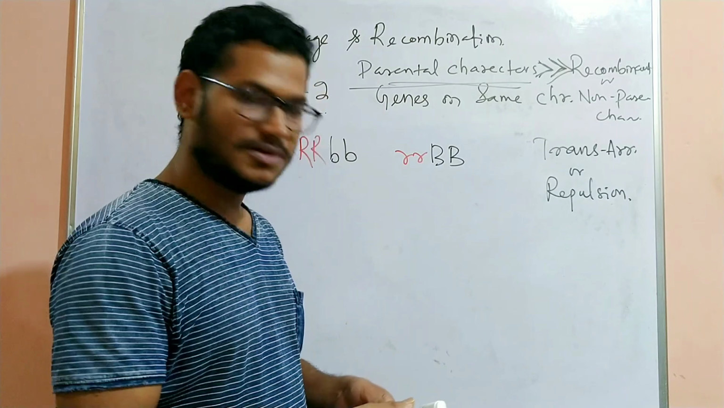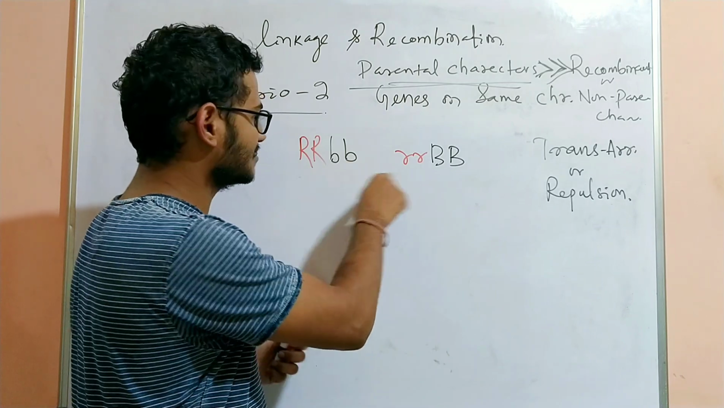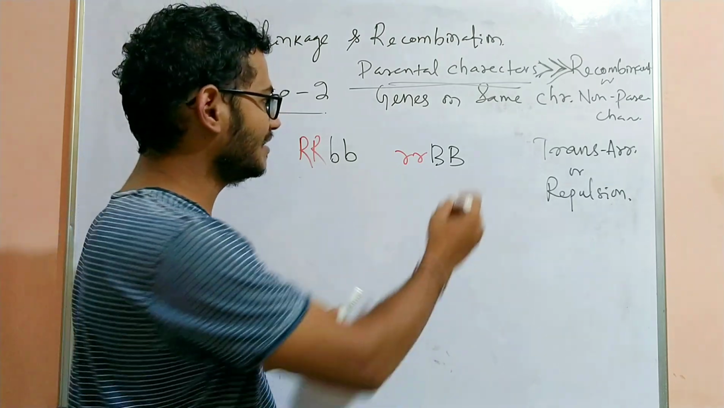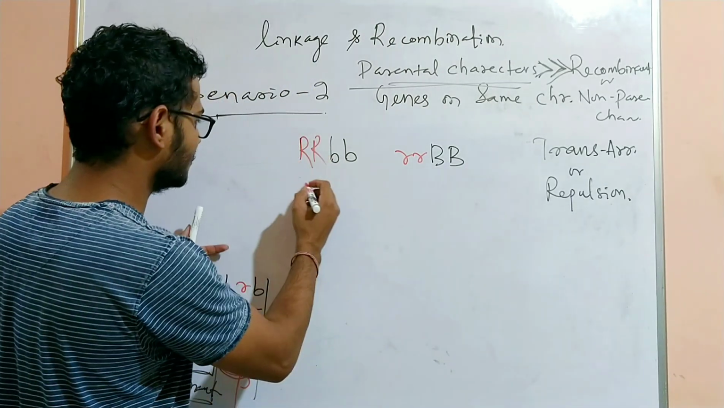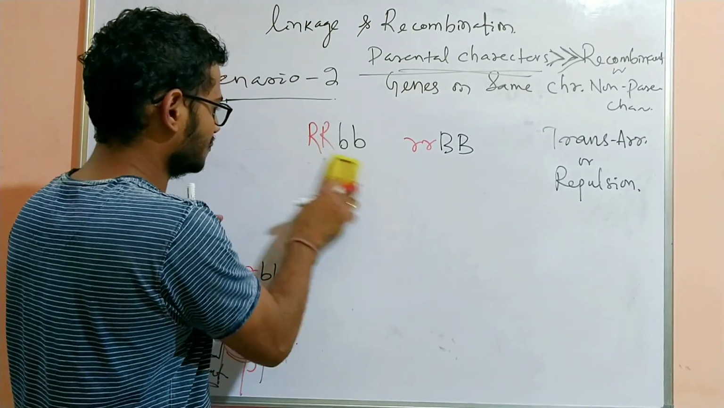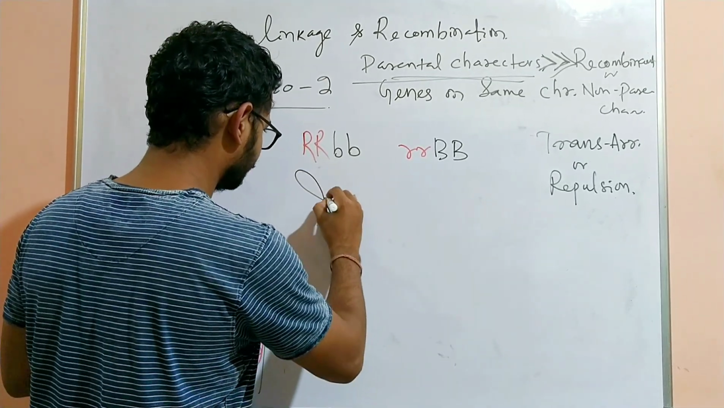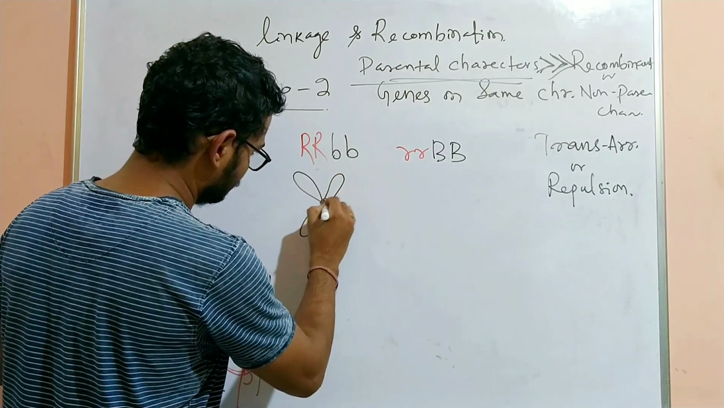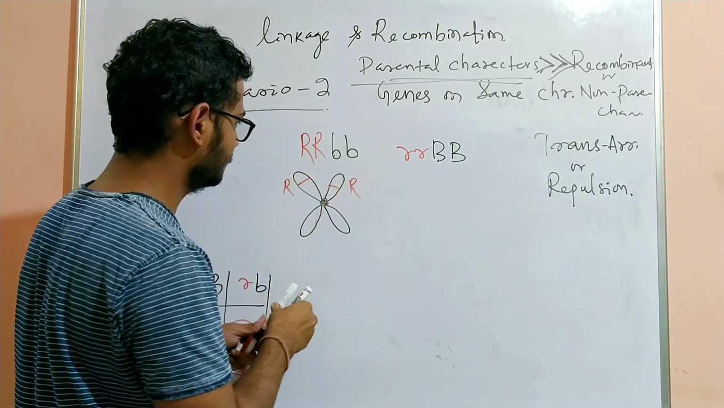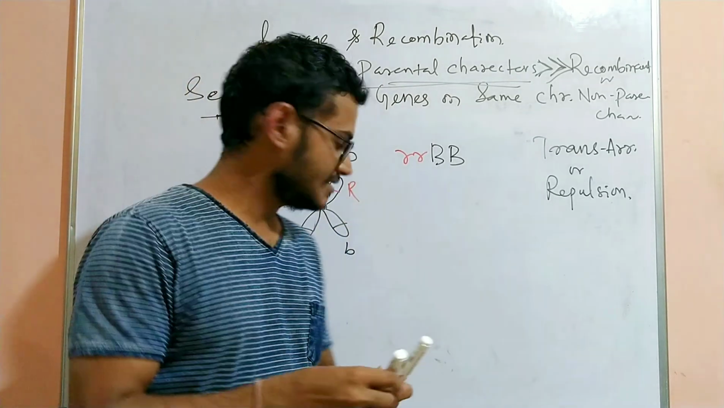Okay, so now we are going to cross it with a double recessive. So first let's find out the gametes of these. So what will be the gamete? Here we can easily see why it is called trans arrangement. Yes, why is it called trans arrangement? Because here I will draw the structure of chromosome exactly. So here I have a chromosome where there is capital R, small b. Okay. Likewise, another chromosome.